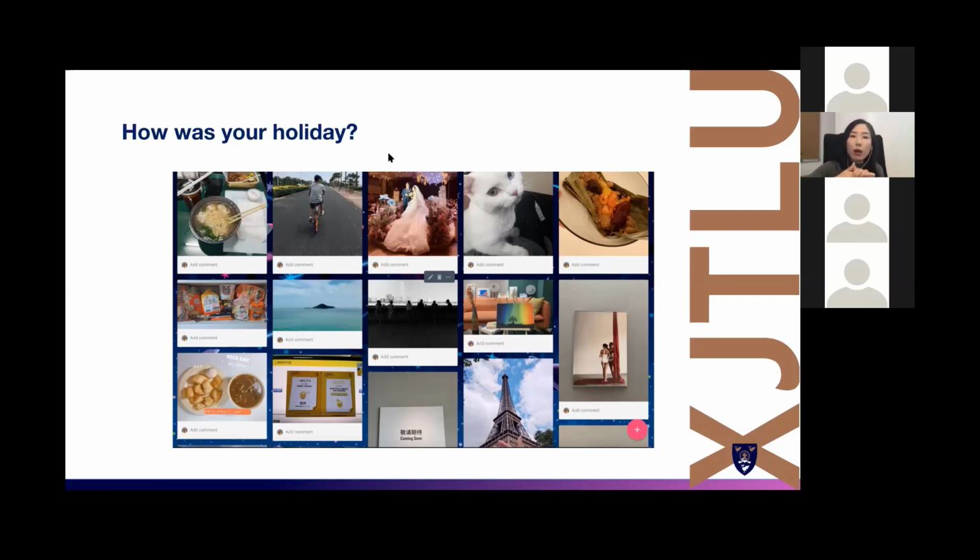So I asked them to post one or two photos about their holiday. One student posted the first one, a bowl of instant noodles. And then the same thing happened. I asked them one more time, how was your holiday? They said, it's pretty boring. I just stayed at home in the dormitory, watched some movies, studied, and that's it.